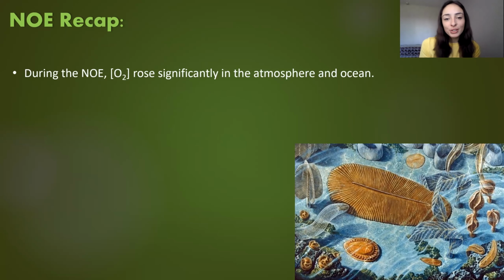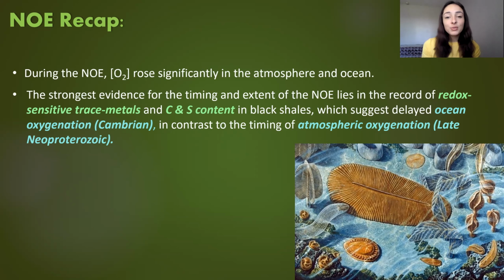So to recap the Neoproterozoic oxygenation event, we had oxygen significantly rise in the atmosphere and in the ocean a little bit, but maybe not to the full extent that we originally had thought, and we'll get to that controversy in the next video as well. And then we had the evidence for our NOE lying in the redox sensitive trace metals, carbon and sulfur content in black shales, as well as isotopic composition, suggesting that the atmosphere became oxygenated in the late Neoproterozoic, but the ocean may have been delayed in its oxygenation or was subject to more drastic fluctuations before it became steadily oxygenated. And like I said on the last slide, we will be going over those speculations in the next video.